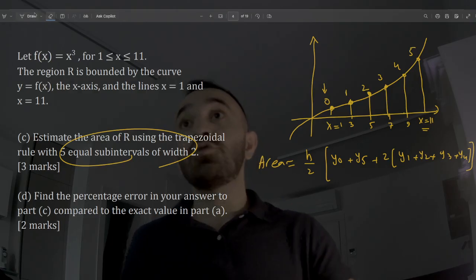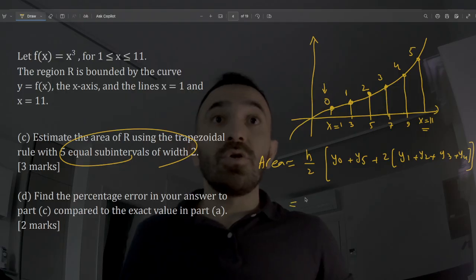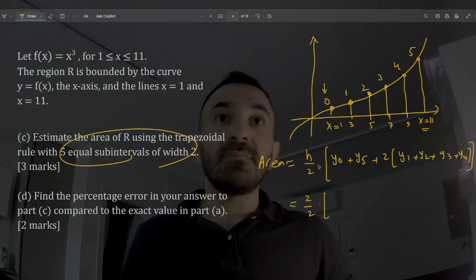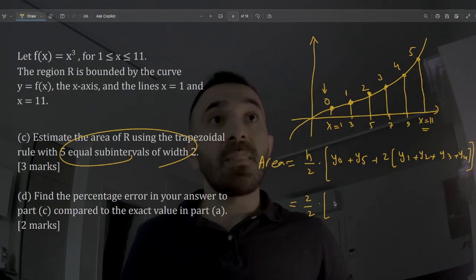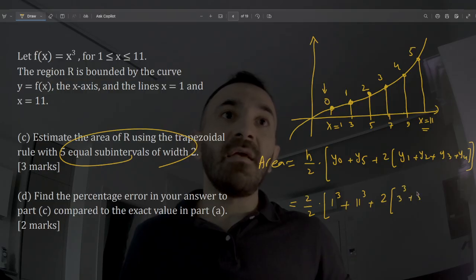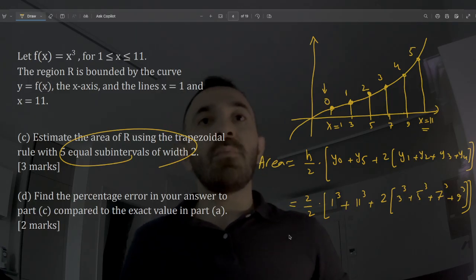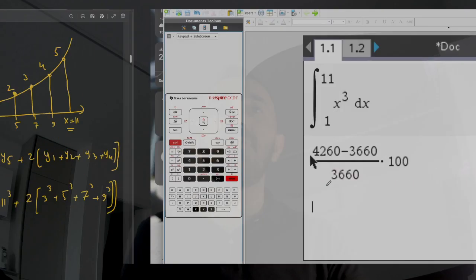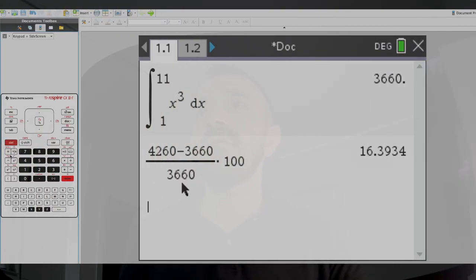So we know that h equals 2 in this question. 2 divided by 2 times, what is y0? The y value of point 0 is 1 to the power of 3. The y value of the last point is 11 to the power of 3, plus 2 times 3 to the power of 3, 5 to the power of 3, 7 to the power of 3, and 9 to the power of 3. That's it. Let's go and put it into the calculator. Well, 2 divided by 2 is 1, so I don't need to put it in. Or maybe we can, just to make sure we are putting everything into the question.